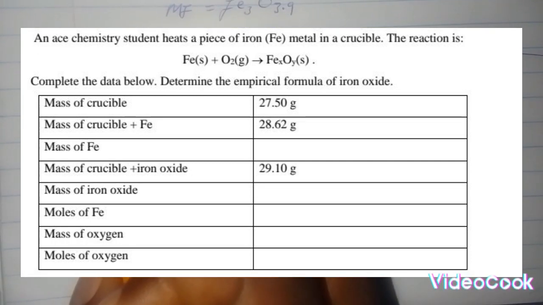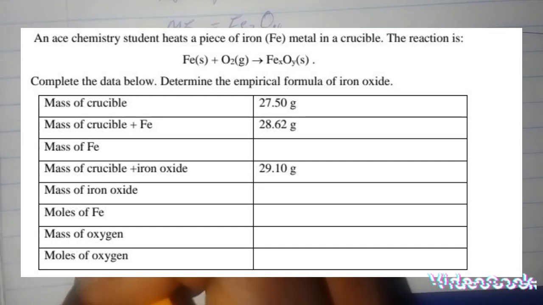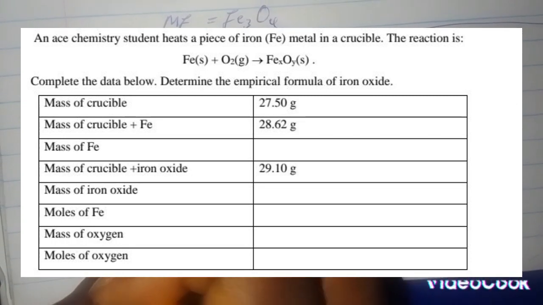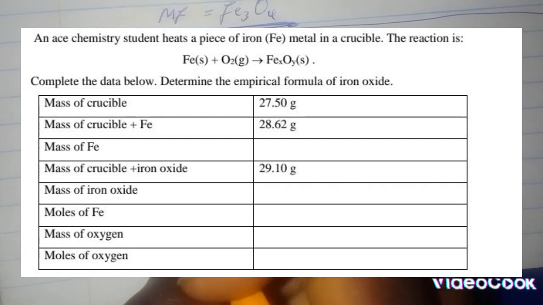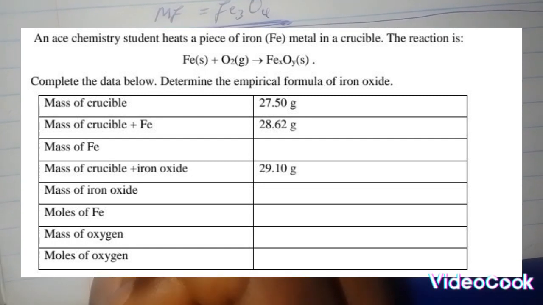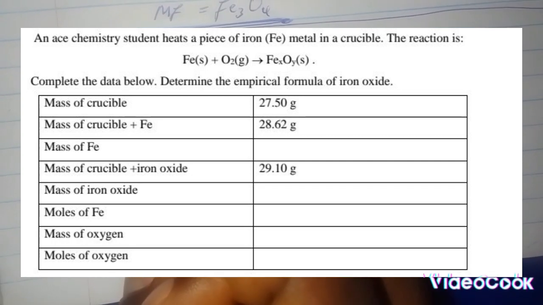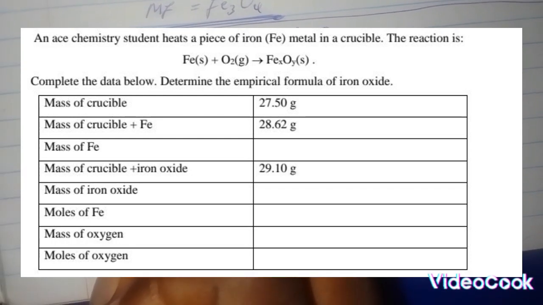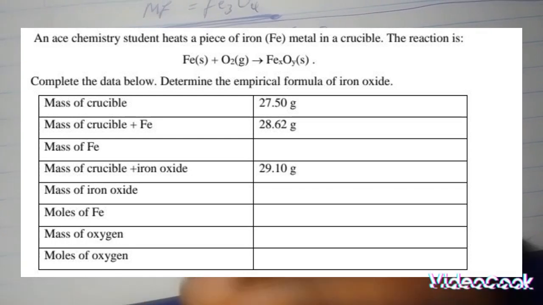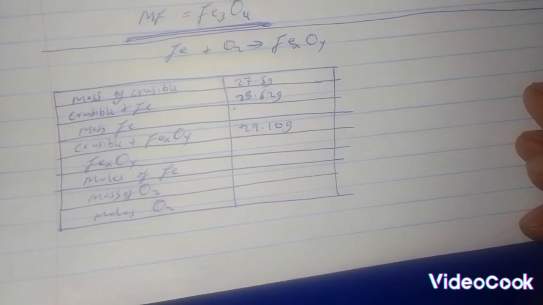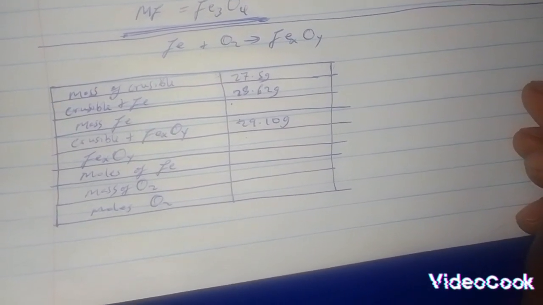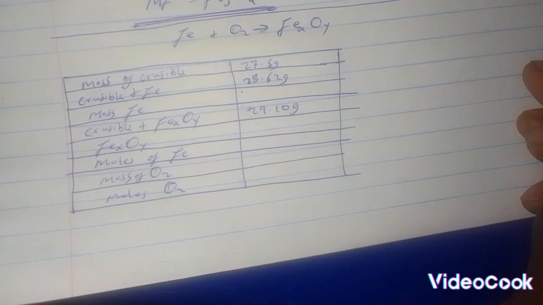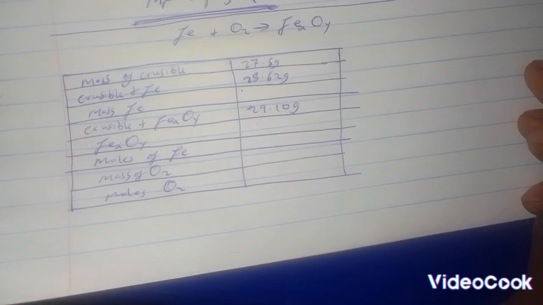Then we are given mass of iron oxide, we are not given anything. Then there are moles of iron, we are not given. There is mass of oxygen, we are not given. Then moles of oxygen, we are not given. Now we can see that they want us to complete the table, because they are saying complete the data below, determine the empirical formula of iron oxide. So we complete the table.